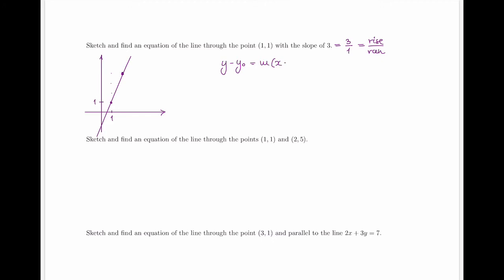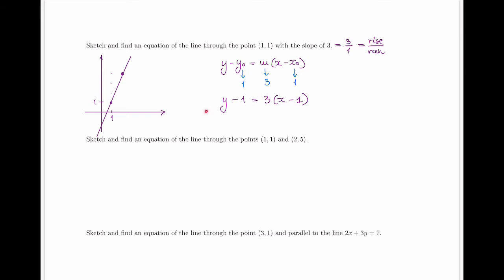So here is the general form of that equation. And let's fill in the information that we know. So we know that our slope is 3, and we know that there is a point on our line with coordinates 1, 1. So my x-coordinate of a point is 1, and my y-coordinate of the point is 1. Filling all of that in, I will have y minus 1 equals 3(x minus 1). And this is the equation of my line.